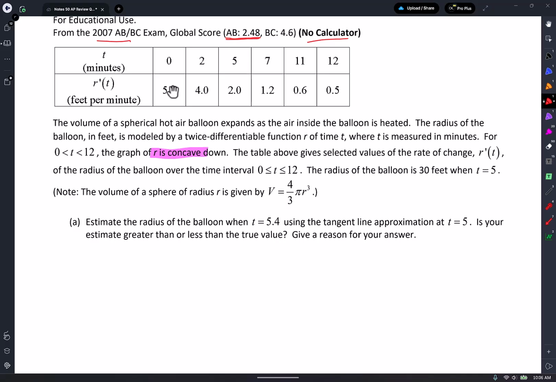The radius of the balloon is 30 feet when t equals 5. All right. The volume of a sphere of radius r is given by 4/3 pi r cubed.